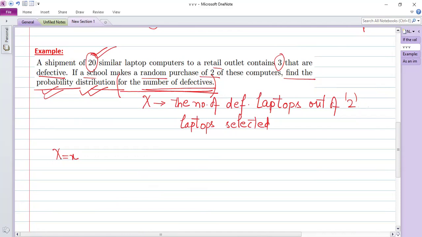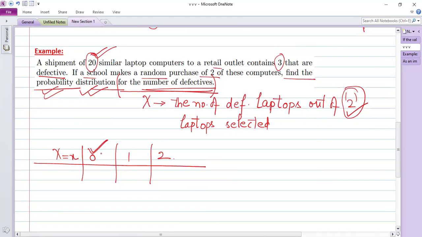So here, what values can this X have? It can have value 0 or 1 and maximum 2. Means out of these two laptops selected, either there are 0 defective, and if there are 0 defective, then both will be non-defective. Or out of these two laptops selected, one laptop is defective, so obviously the second one will be non-defective. Or both the laptops are defective. Then probability X is x, which generally we denote by f(x).